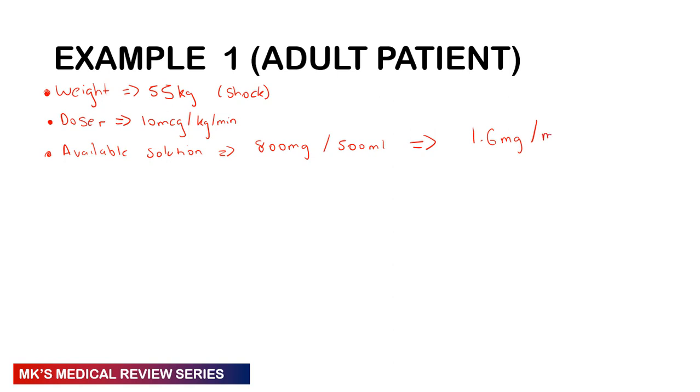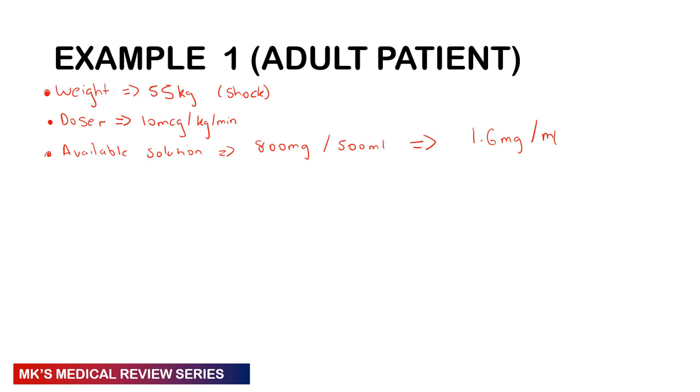I think I already did the calculation in the previous slide. So if you're confused about how I got to the 1.6, please rewind the video and you'll be able to establish it. So 1 mil is equal to X, then X multiplied by 500, 1 times 800, then 800 divided by 500 will give us 1.6. So that's about 1.6 milligrams per mil.